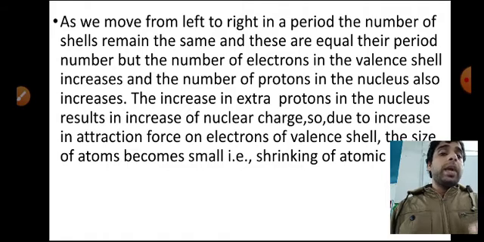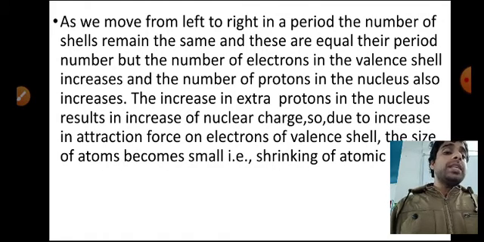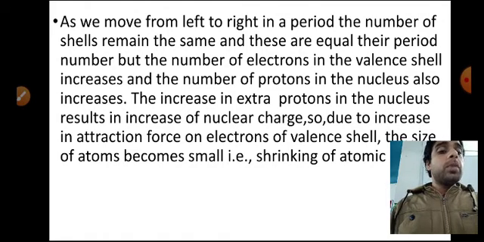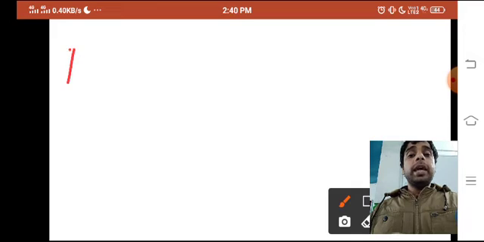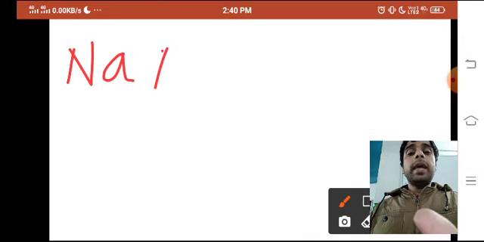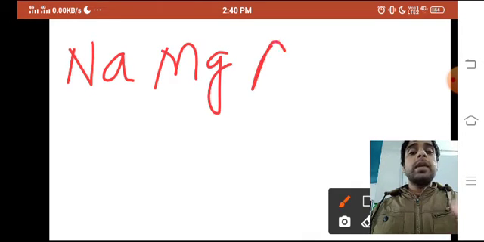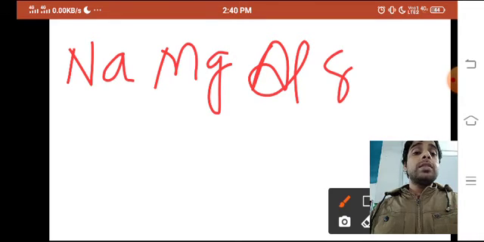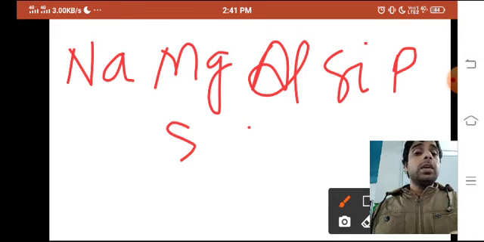You can see when we are moving left to right in a period, the number of shells remains the same. Here I am talking about one particular period. Here I have written Na, Mg, Al, silicon, then phosphorus, then sulfur, chlorine, argon.